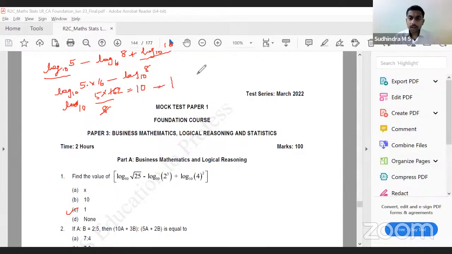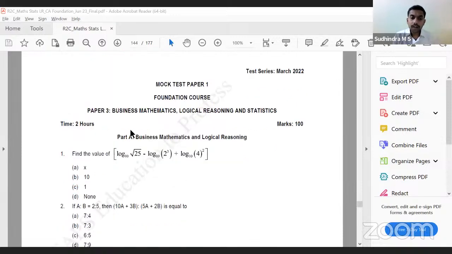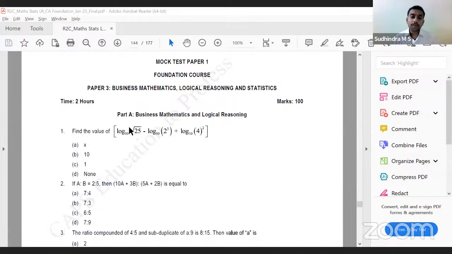Next question. Question number 2. A is to B is 2 is to 5. Then 10A plus 3B is to 5A plus 2B. Option A, 7 is to 4, correct. 10 into 2 plus 3 into 5 is to 5 into 2 plus 2 into 5.